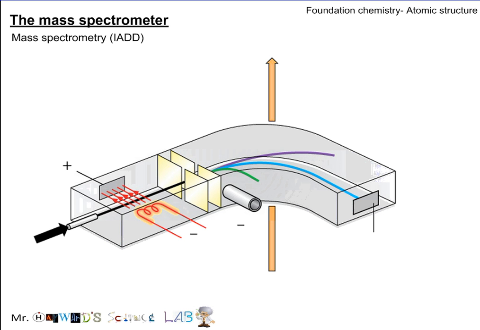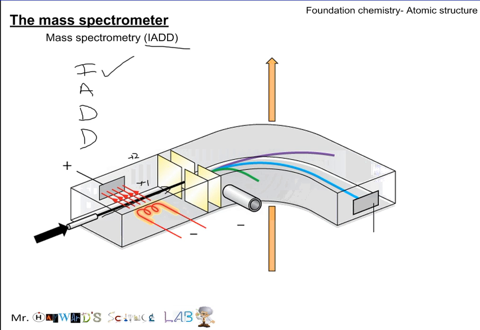I'm just going to quickly go through the stages, IADD. So you've got ionization, acceleration, deflection, and detection. Okay, so going through this all in one go. Our sample is input. It is passed by the electron gun. Now the electrons being fired across knock electrons off of our sample and then form ions. They form positive 1 ions normally, but we can also form positive 2 ions as well, but less likely. That's ionization.